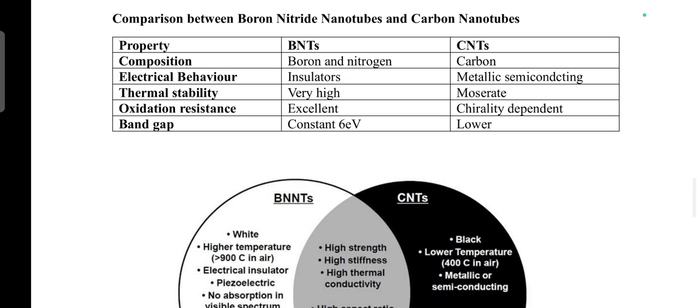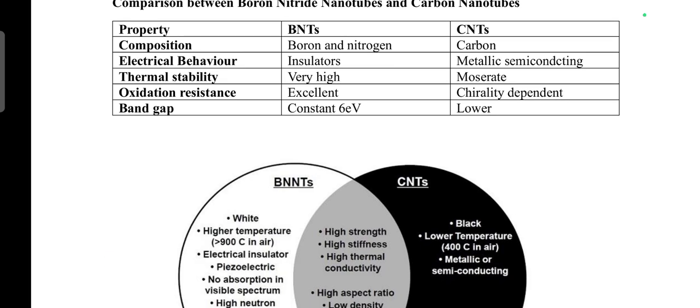Boron nitride nanotubes are composed of boron and nitrogen, whereas carbon nanotubes are composed of carbon atoms only. Electrical behavior: boron nitride nanotubes are insulators, whereas carbon nanotubes are metallic or semiconducting. Boron nitride nanotubes are made up of boron and nitrogen atoms, and they are non-conducting non-metals, whereas carbon nanotubes are composed of carbon and are metallic or semiconducting.